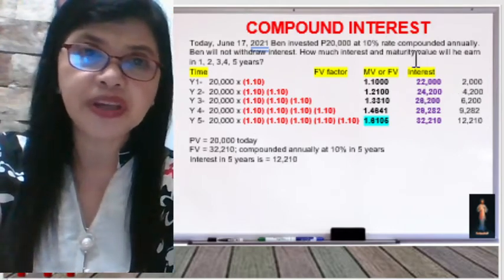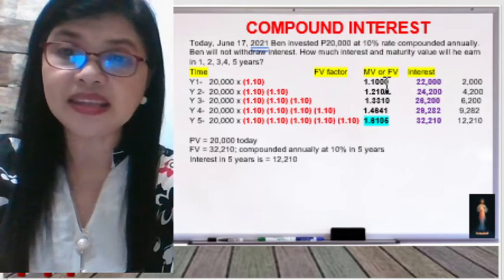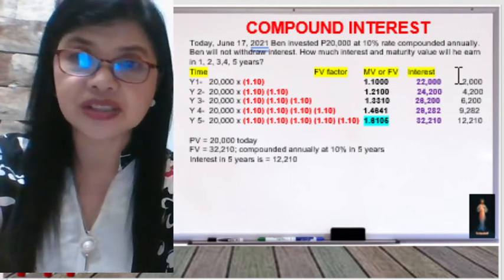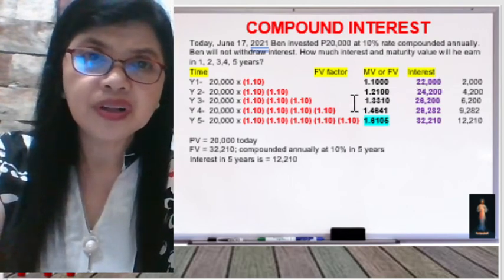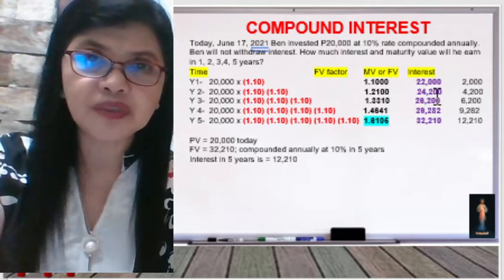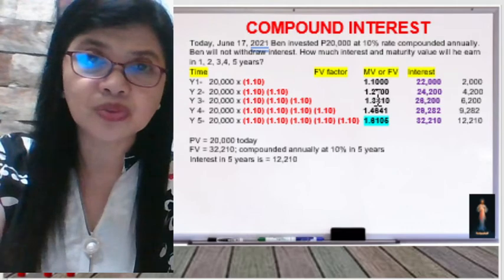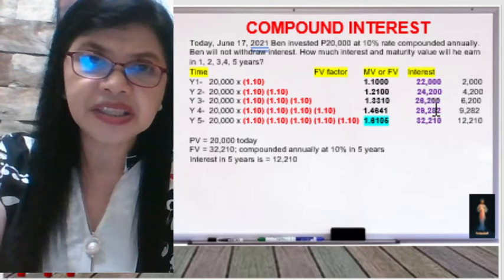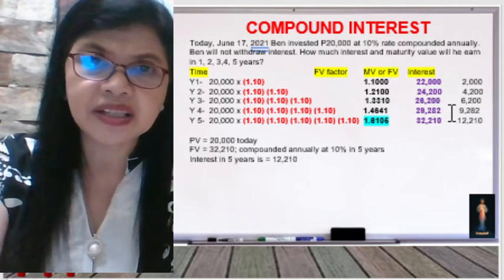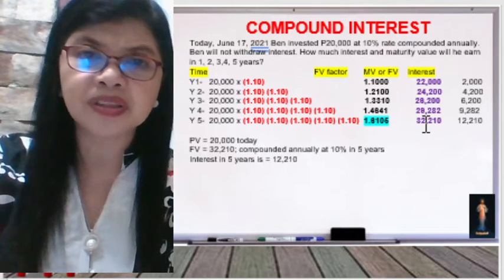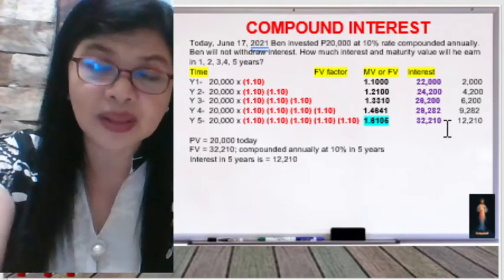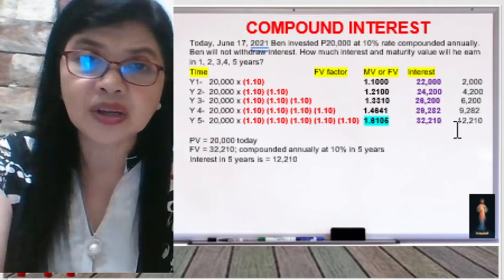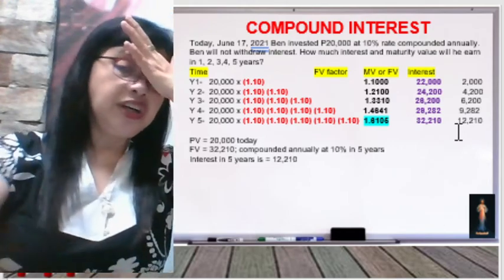What is the maturity value in year one? It has become 22,000. How much is the interest? 2,000. Then here also, the maturity value is 24,200. The interest is 4,200. Year 3, it becomes 26,620. Fourth year, it becomes 29,282. And on the fifth year, it becomes 32,210 with an interest earning of how much?